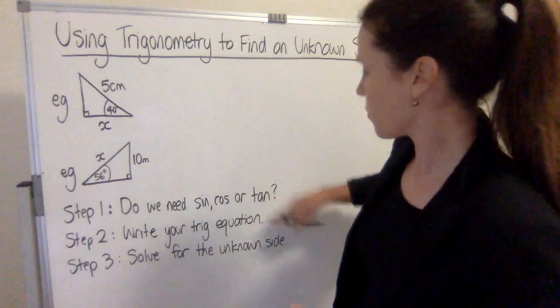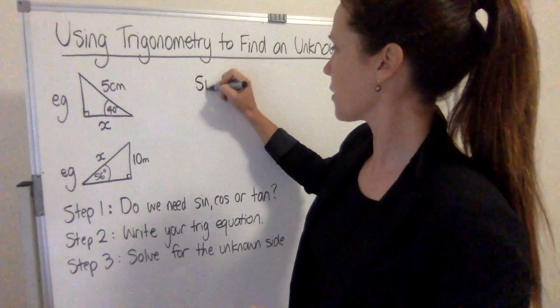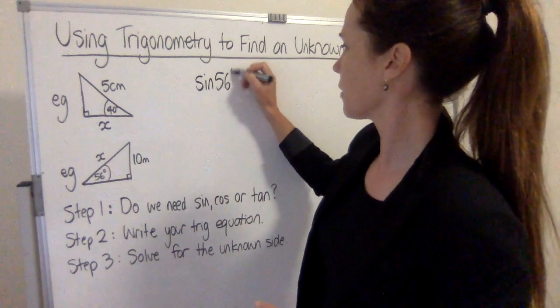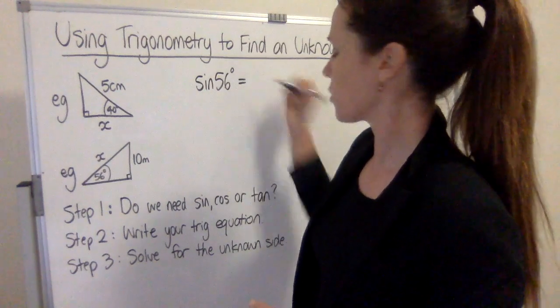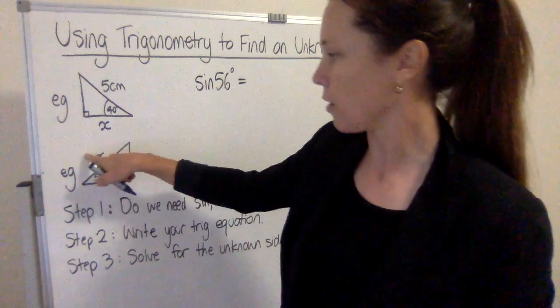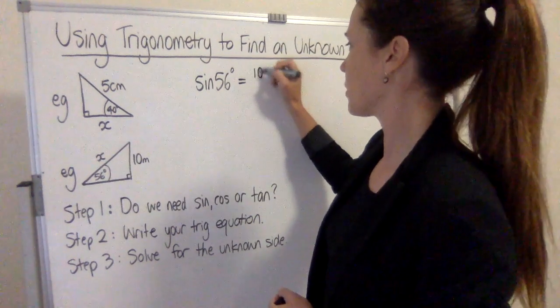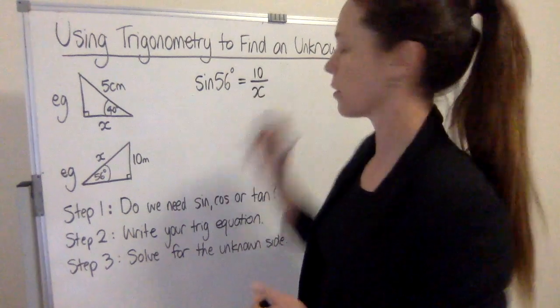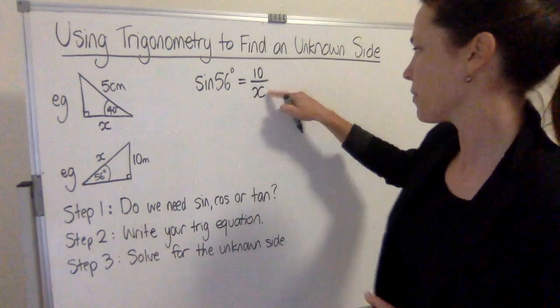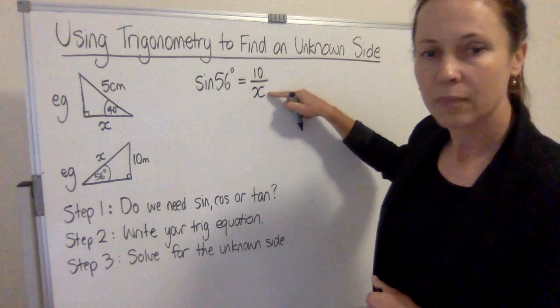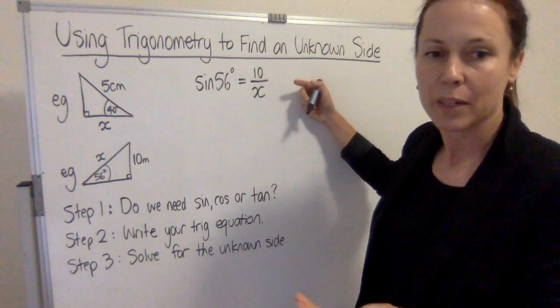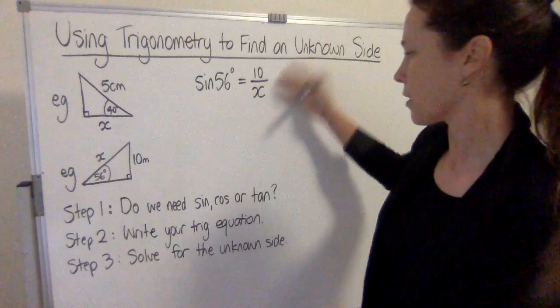So next thing we do is we write our trig equation. We say sine of 56 degrees equals, it's always a certain ratio, 10 over x, because opposite over hypotenuse. Now you'll notice that this time the unknown is on the bottom. It'll either be on the top or the bottom every time. So there's only 2 ways that this can turn out.